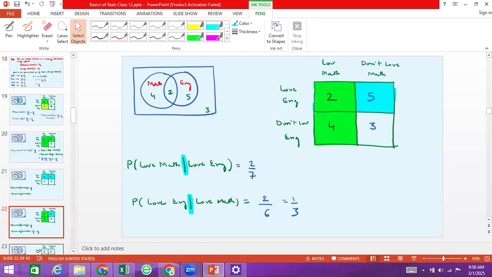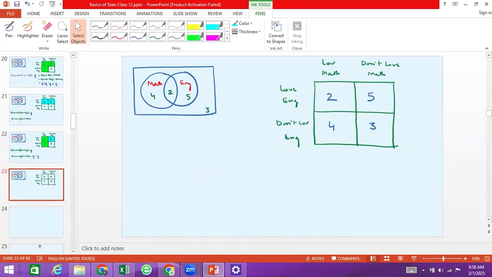Okay. Now, let's talk about this same thing: loving math, given that you love English. The probability of loving math, given you love English, is what we had calculated: 2 by 7. Right? 2 by 7.